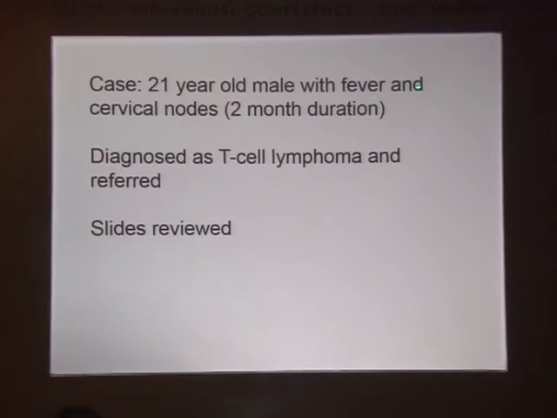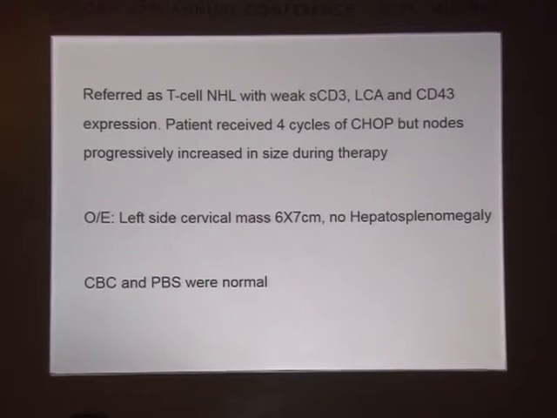A 21-year-old male with fever and cervical nodes, a young male, of 2 months duration, was diagnosed as T-cell lymphoma outside and referred to Tata Hospital, and the slides were reviewed. Outside, it was called weak CD3, LCA, CD43 positive, peripheral T-cell lymphoma, given 4 cycles of CHOP, and came to Tata Hospital with increasing size. The size was increasing during the treatment. So it means either the diagnosis is not correct or the disease is very bad.